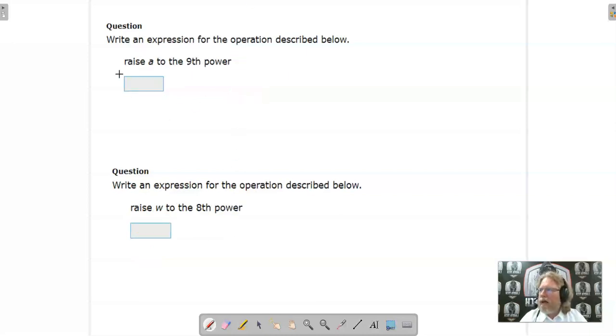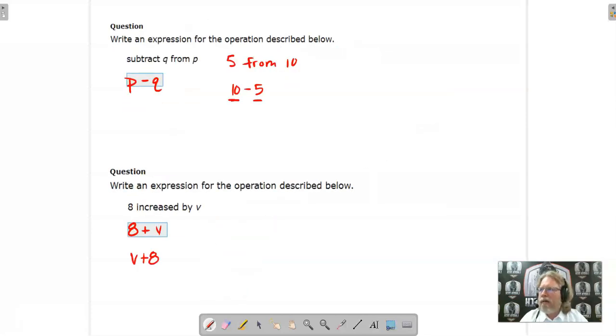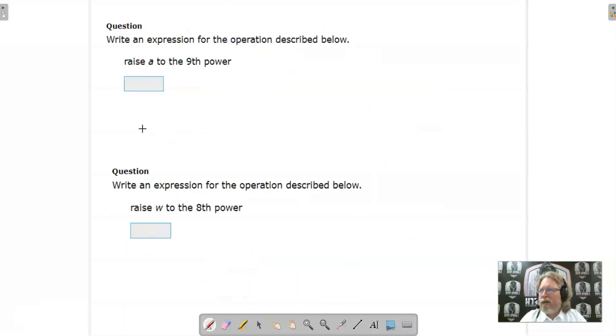On the next one, raise A to the 9th power. Okay, this is one that if you're not familiar with exponents, you might be saying, what do you mean raise? Because if I go back to that first slide, there's nothing here that says raising something to a power, right? So what we're dealing with here is exponents. Whenever we take a number like 3 and raise it to the power of 2, in this case 3 is the base, and this here is the power. That's actually the exponent. I always get these. That's the exponent.